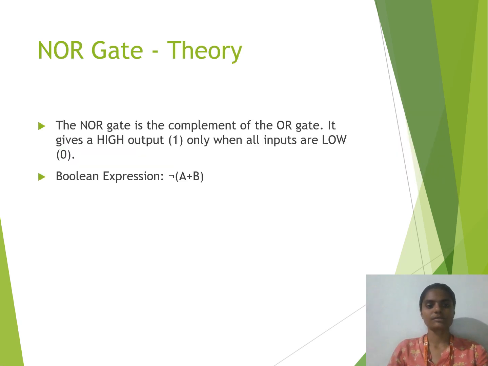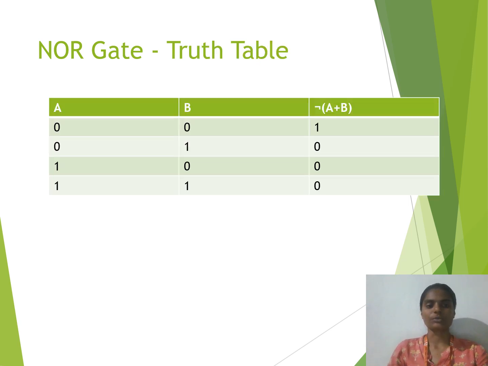NOR gate means the NOR gate is the complement of the OR gate. It gives a high output 1 only when all inputs are low 0. Boolean expression: NOT of A plus B. NOR gate truth table: if A and B are inputs, then NOT of A plus B is the output.